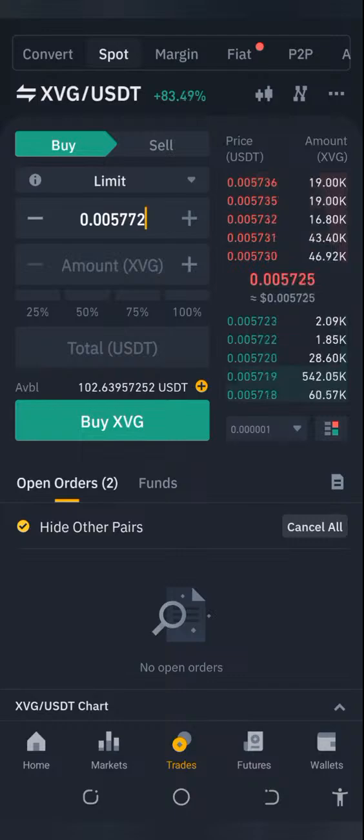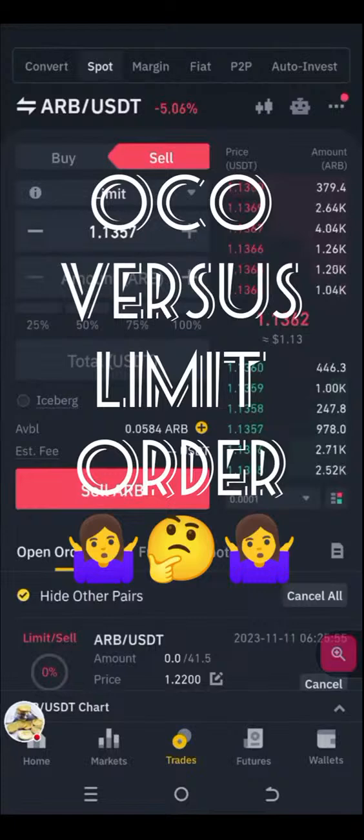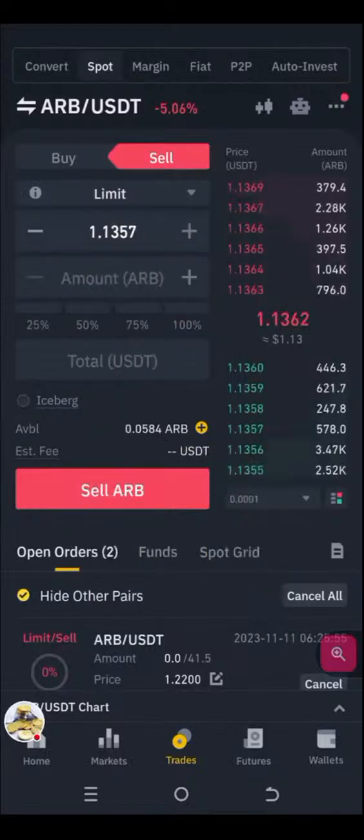OCO versus limit order. Why would I go for that? So a limit order gives me an opportunity to set the amount I want to get. Now you need to understand it.